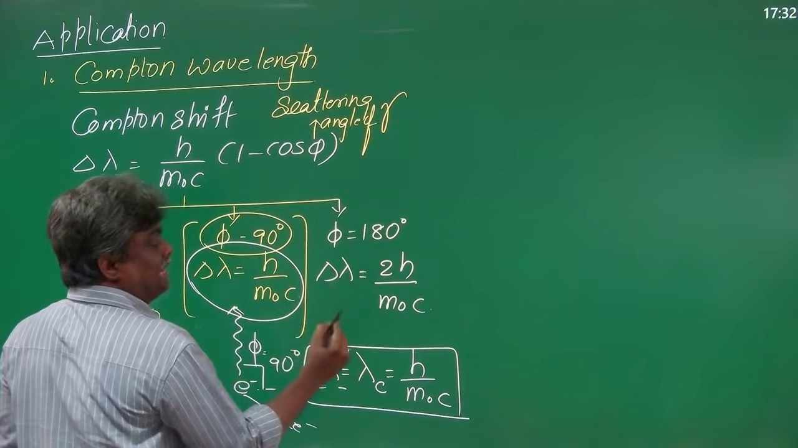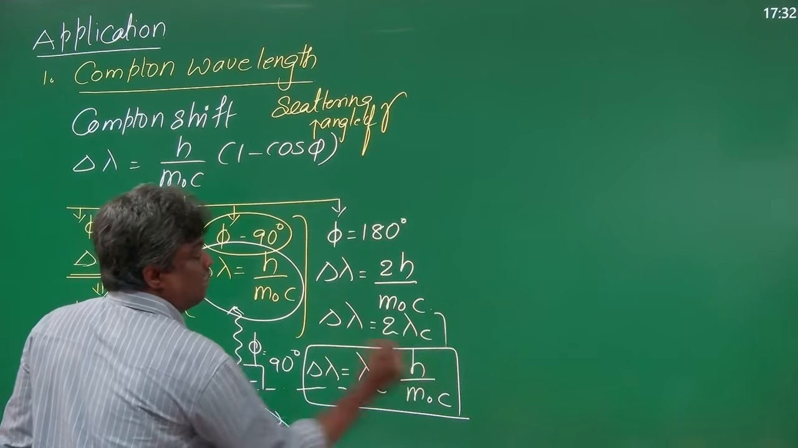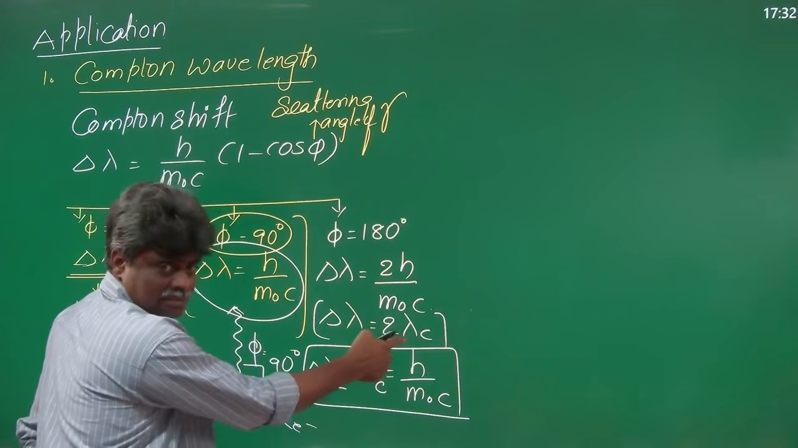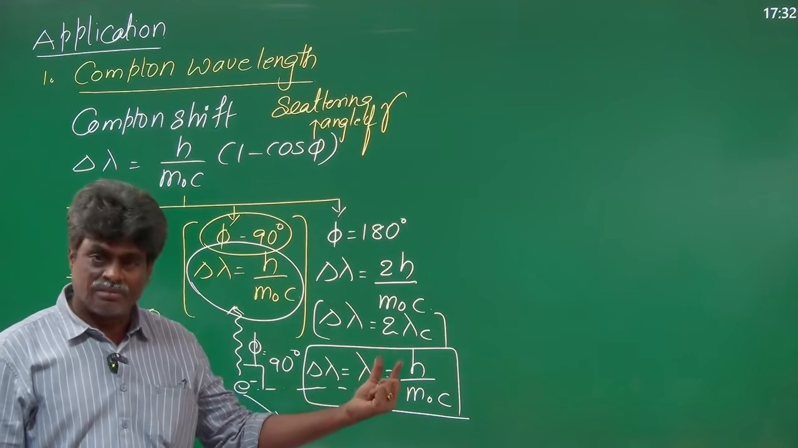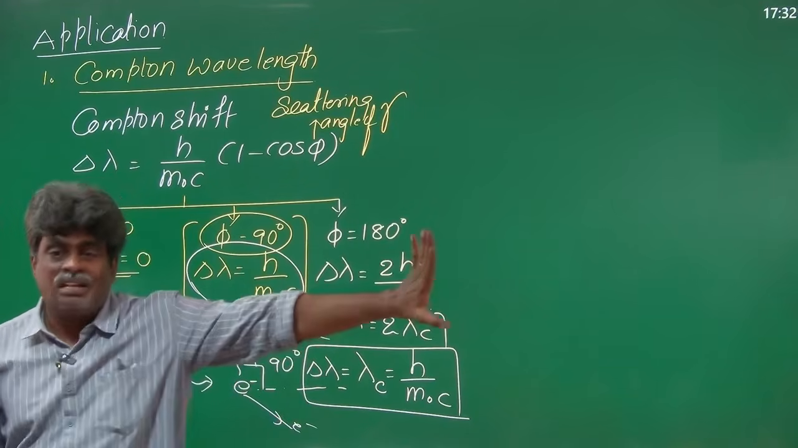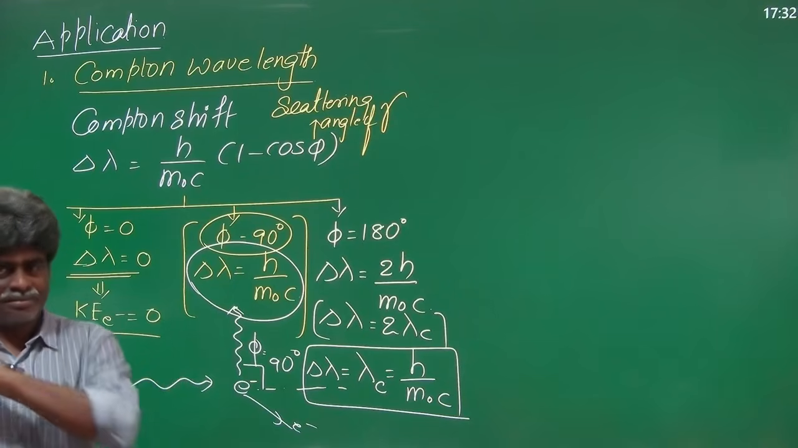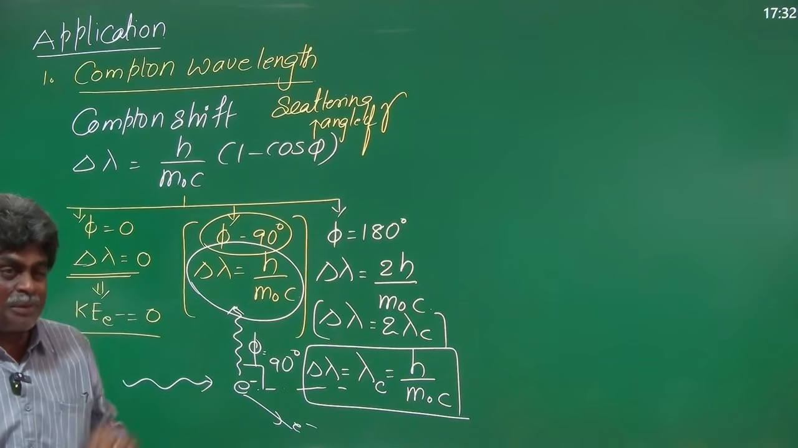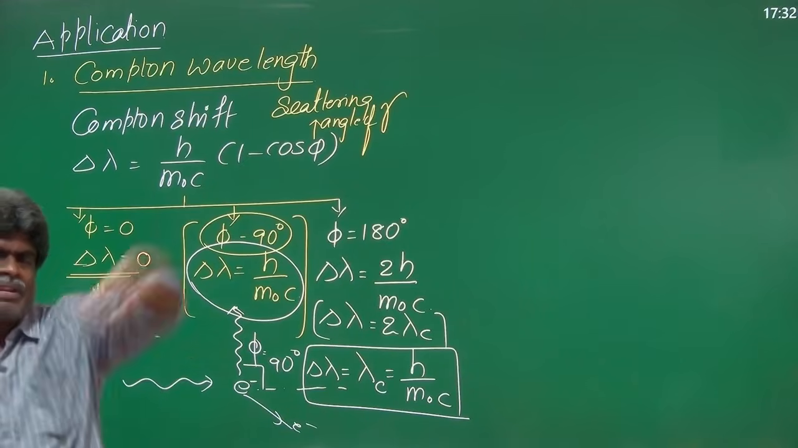If it is 180 degrees, delta lambda equals twice the Compton wavelength. Yes or no? Yes, sir. So this is the maximum. The maximum possible shift is 2 lambda c. Why? A photon cannot scatter more than 180 degrees. 270, 190, 200 degrees are not possible. The maximum scattering angle is 180. We'll derive that, don't worry.